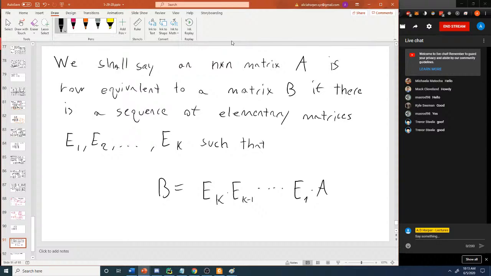So the idea is that A is row equivalent to B if after performing a sequence of row operations to A, you can obtain the matrix B. And I should also just say here that the matrix B should be n by n as well. So this is the notion of row equivalence between two different matrices. And with that in mind, I can now state the main theorem of the chapter.